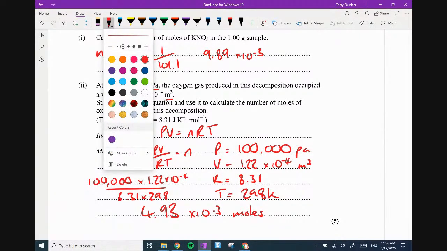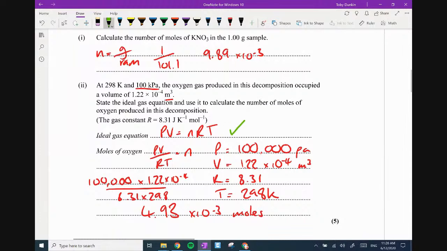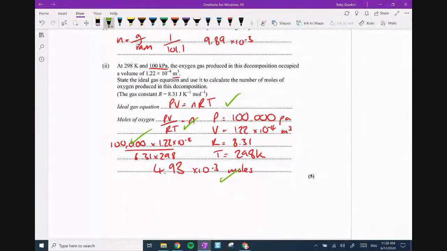Let's run through my marks. The marks are 1 for that bit, 1 for the reorganization, 1 for the conversion, and 1 for the final answer. 1 meter cubed equals 1,000. Yes, that's correct. That's correct.